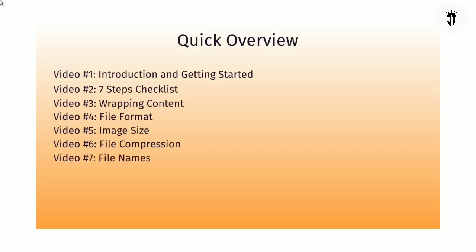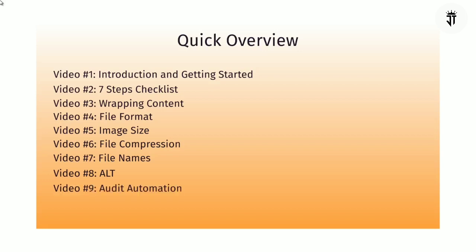Video number 7, we'll talk about file names and why that's important. Video number 8, we'll talk about alt tags, which appear in the source code of your website, and that also tells Google what your image is all about. So there are a lot of different variables here, and a lot of times most people just focus simply on video 8, which is the alt tag. And as you can see, it's much more than that.